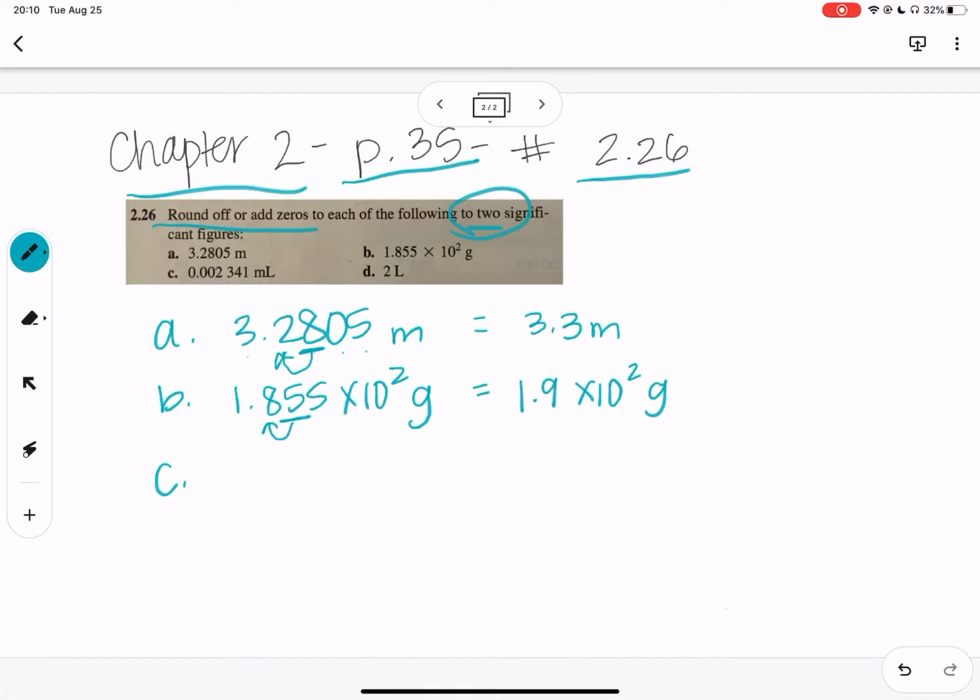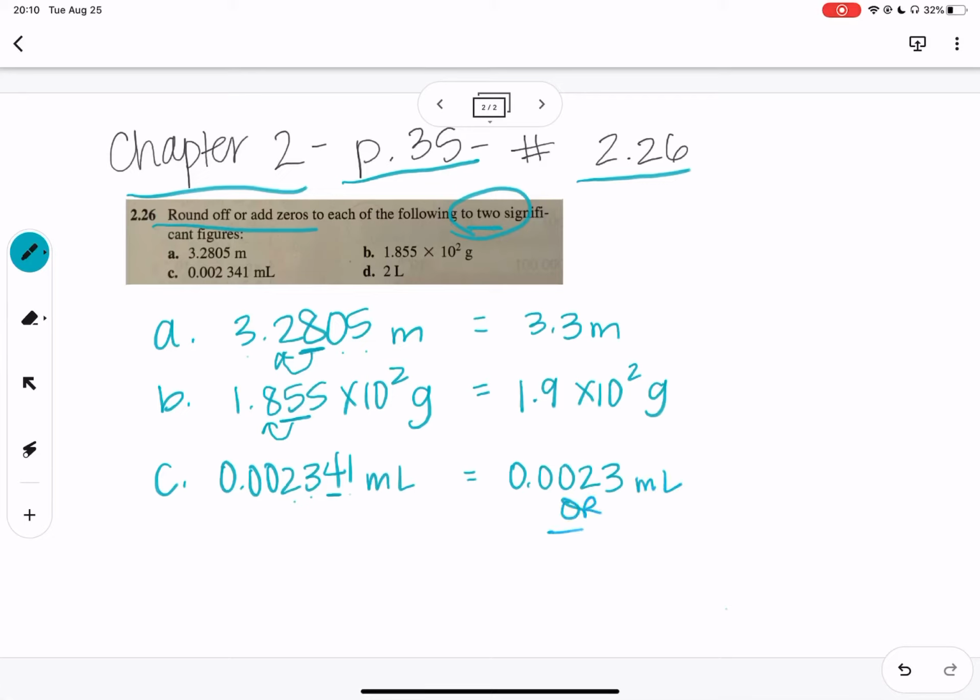Letter C you could really do two ways. Right now, this number, 0.002341 milliliters, has 1, 2, 3, 4 significant figures. Remember, leading zeros are not significant. So I can either just round the number to be 0.0023, and the 3 stays a 3 because the next number is not 5 or greater, so we're not going to round the 3 up, we're going to leave it alone, milliliters.